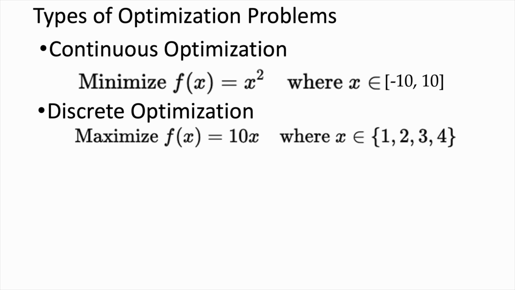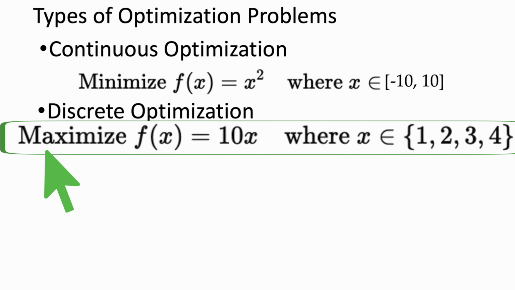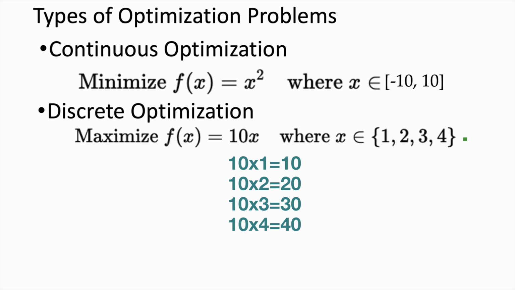Discrete optimization is a type of optimization problem where the decision variables can only take values from a discrete set, usually integers or specific listed options, not just any number along a range. In this example, we are maximizing the function 10 times x, where x must be one of the values 1, 2, 3, or 4. After evaluating each option, we find that the maximum occurs at x equals 4. That's because 10 times 4 equals 40, which is the highest possible value in this set.